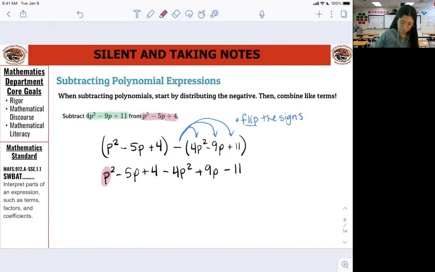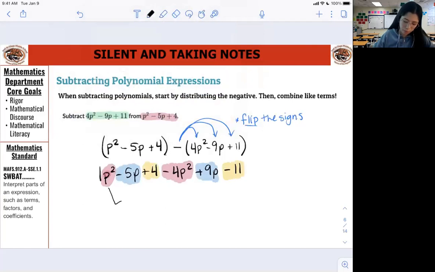P squared and negative 4p squared. Good. Now, the p squared just looks like it has a p squared, but what's in front of it technically? 1. Good. There's a 1 in front. Okay, what else? Give me 2 other like terms. Negative 5p and positive 9p. Good. And then finally, 4 and negative 11. Okay, beautiful. Let's go ahead and combine them.